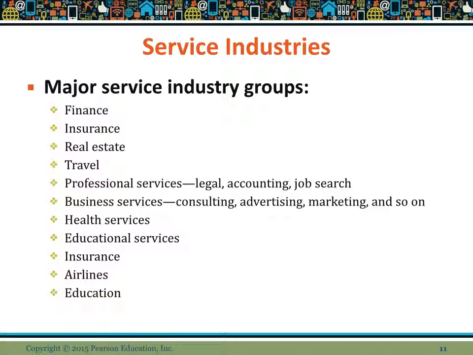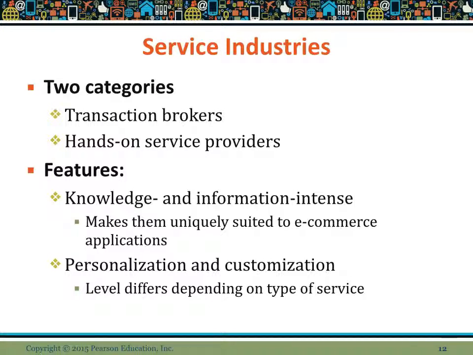That's all changed now, obviously. Although Sabre exists, it's a service that's integrated into all kinds of online management for the airlines, with some exceptions like Southwest, who does their own. Education, hey, you're taking an online class. It's a very different model than it used to be. There's two kinds of categories for the most part. Transaction brokers, that would be like Schwab, or Amazon or eBay when you buy something, they take a percent. And hands-on service providers like education.